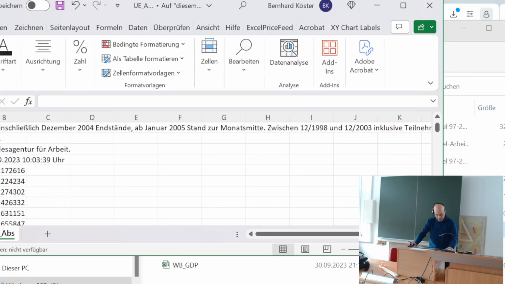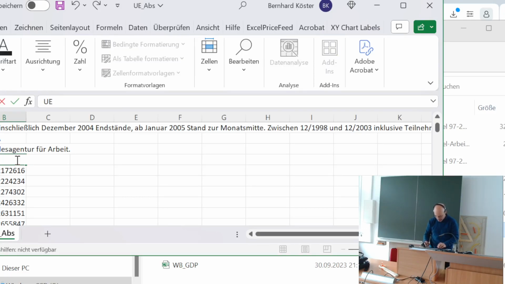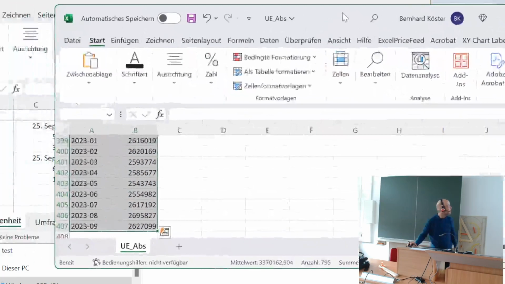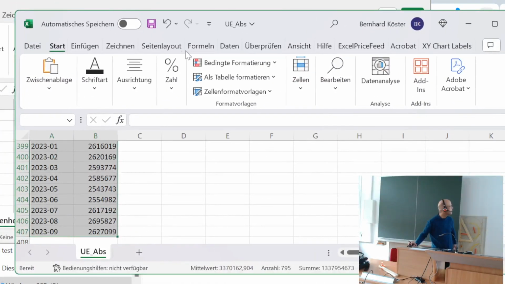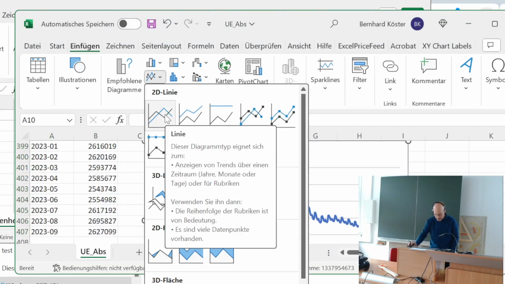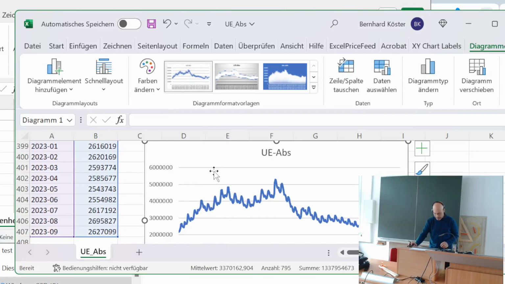So from 1990, let's just manipulate it like this. And this is unemployment, absolute. Here we are. So I marked it, and now let's look at it in a diagram.